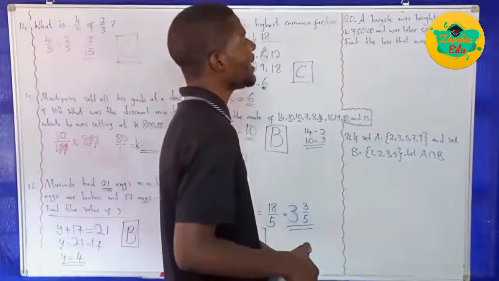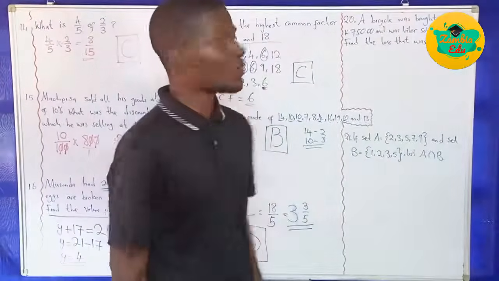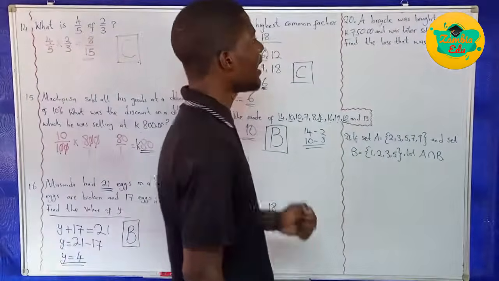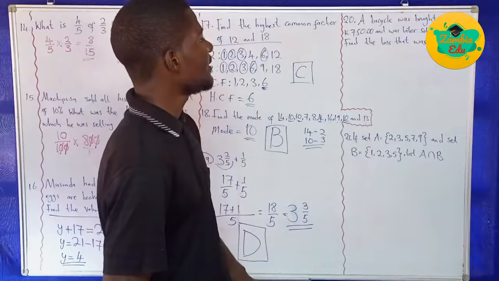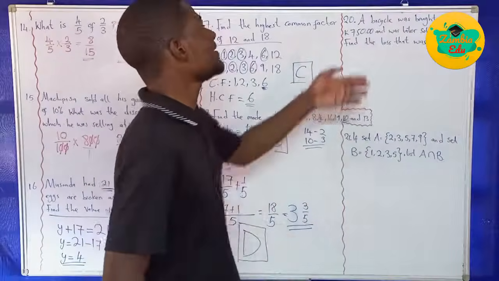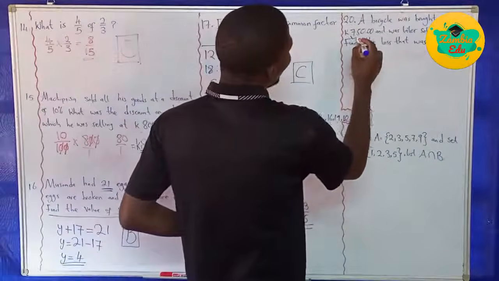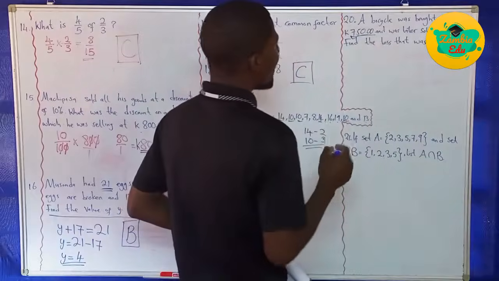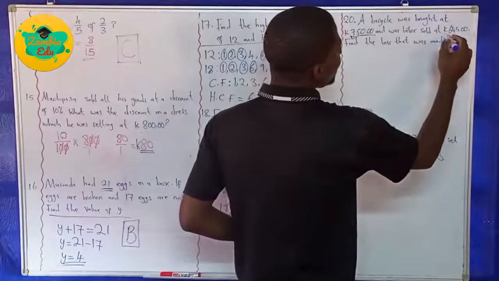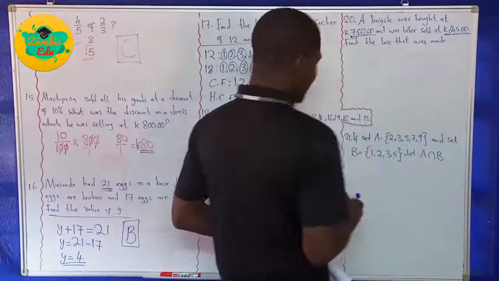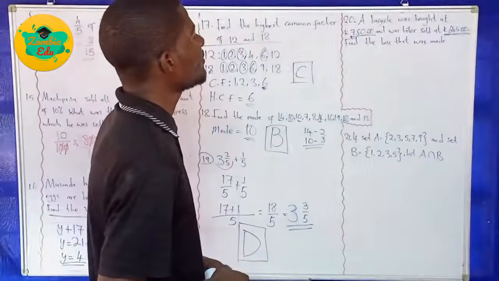Question number 20 says, a bicycle was bought at 750 kwacha and was later sold at 645 kwacha. Find the loss that was made. So we see that this bicycle was bought at a higher amount, being 750 kwacha. However, it was sold at a lower amount, being 645 kwacha. So find the loss that was made.